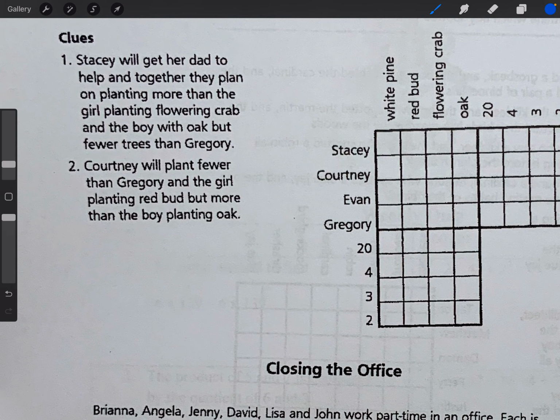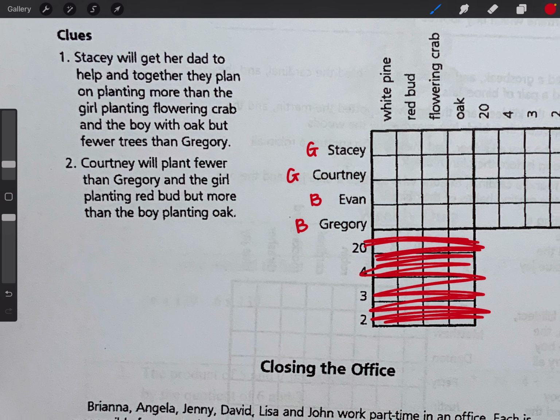So let's establish who's boy, who's girl. This is girl. Courtney, girl, Evan, boy, Gregory, boy. We don't need this.